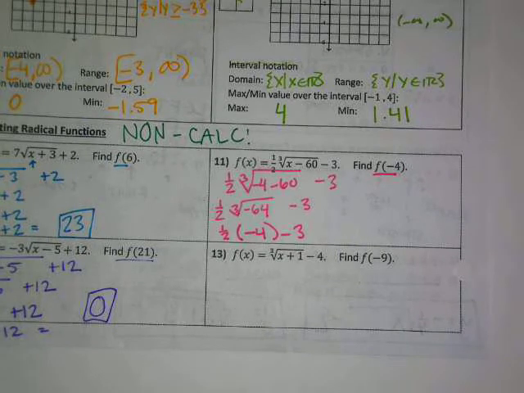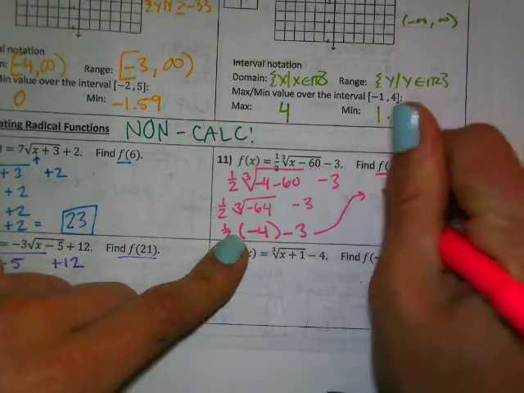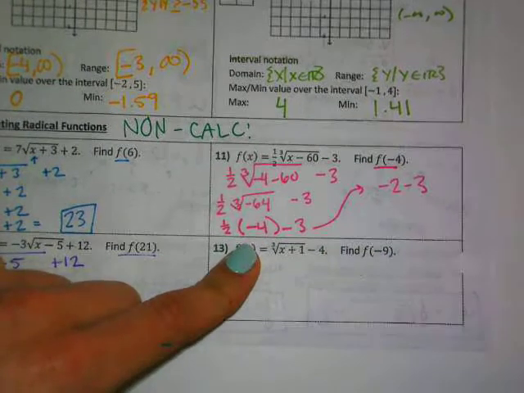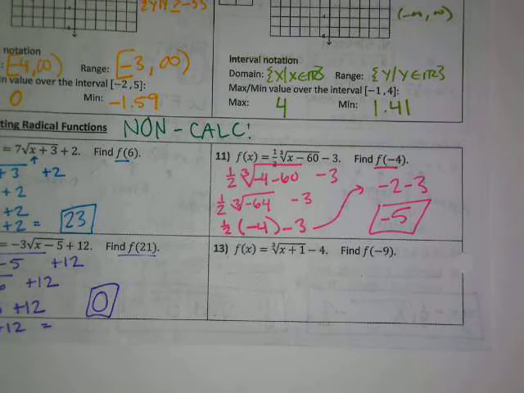So remember, with the cube roots, the signs are going to match up. You cannot take square roots of negatives, but with cube roots, the signs will match. What is 1/2 times -4? -2. And -2 minus 3? Very good.